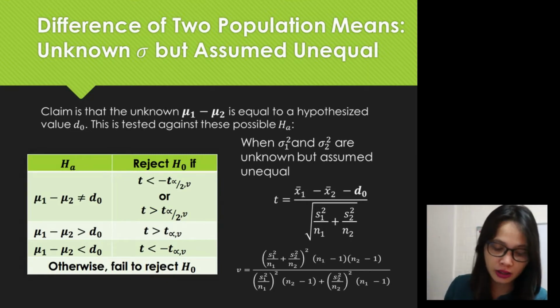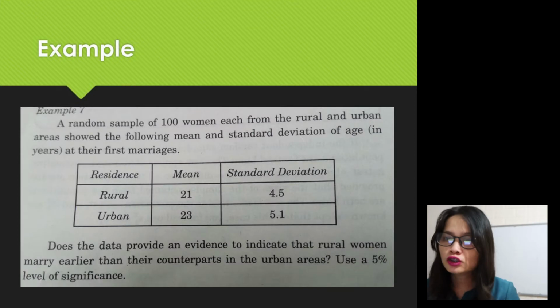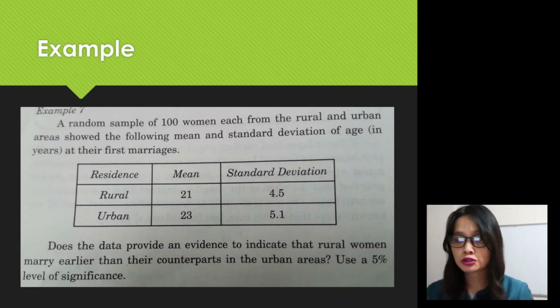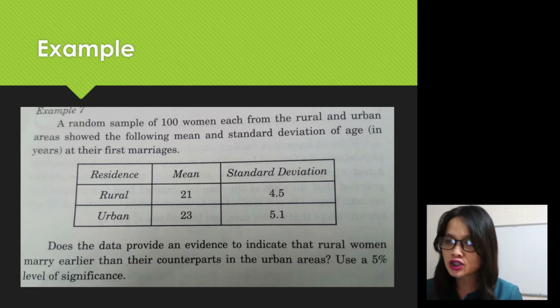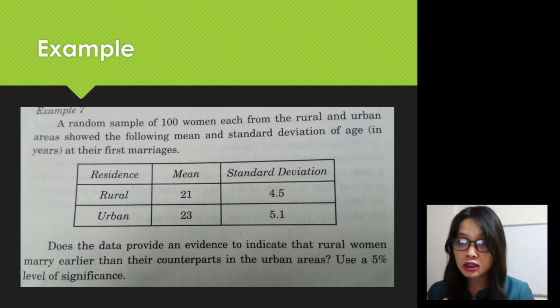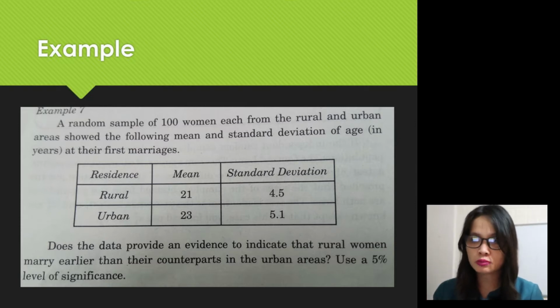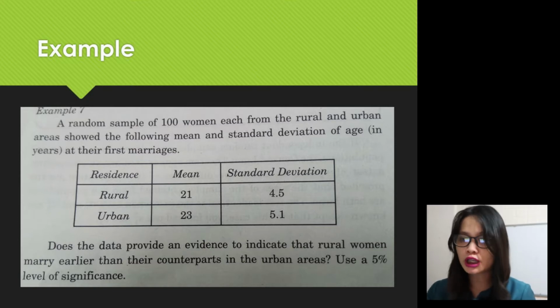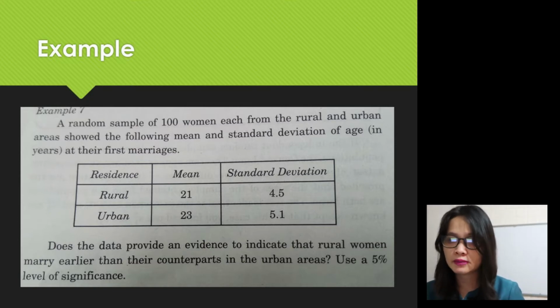Let's start with number 1. A random sample of 100 women, each from the rural and urban areas, showed the following mean and standard deviation of age in years at their first marriages. So we do have rural and then urban. And then the mean, we have 21 and then 23, and then the standard deviation is 4.5 and then 5.1.